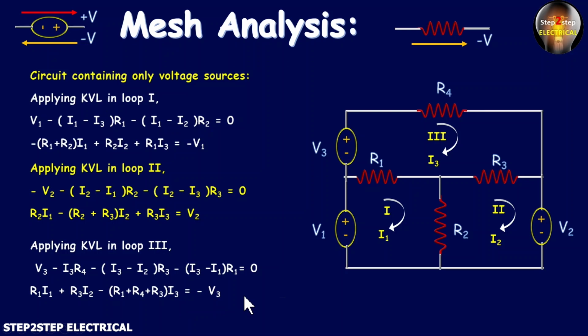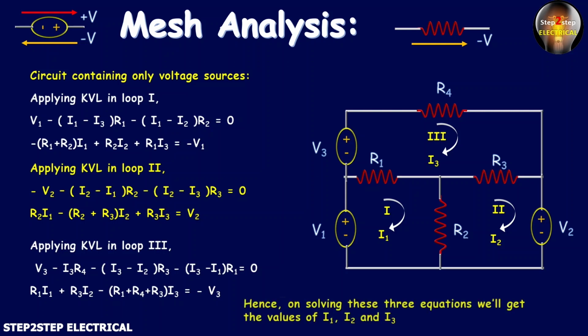So we have got three equations and there are three unknown values, that is I1, I2 and I3, and all three equations are linear equations. Using a calculator we can easily solve these linear equations. On solving these three equations we will get the values of I1, I2 and I3.